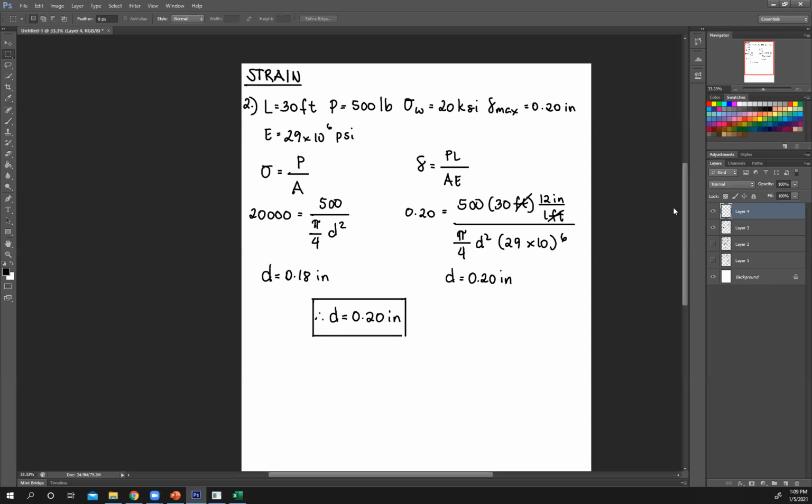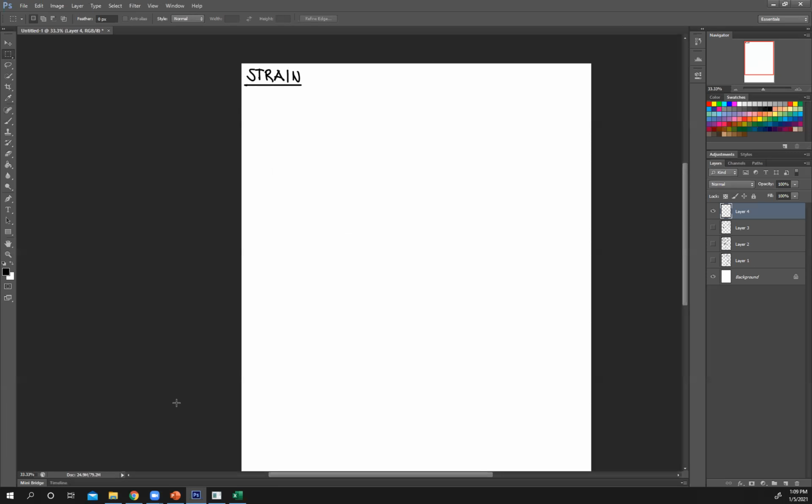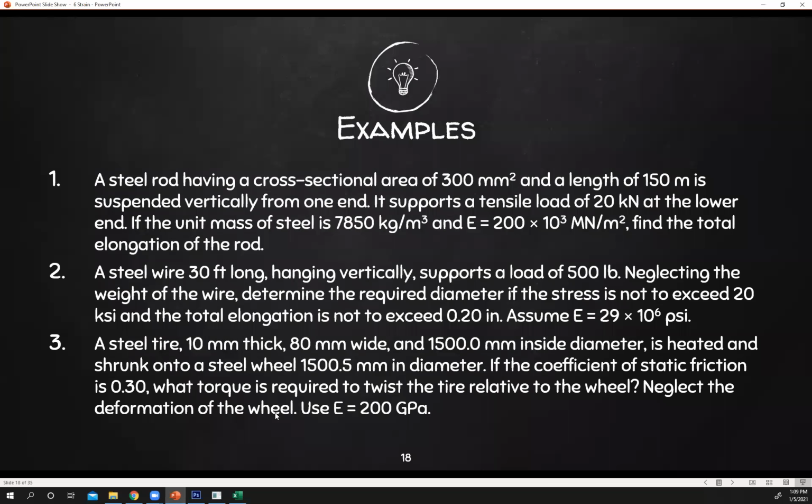Okay, great. Let's move on to number 3. It's a bit complicated. A steel tire, 10 millimeters thick, 80 millimeters wide, and 1,500 millimeters inside diameter, is heated and shrunk into a steel wheel 1,500.5 millimeters in diameter. The coefficient of static friction is 0.30. What torque is required to twist the tire relative to the wheel? Neglect the deformation of the wheel. Then use E equals 200 GPa.